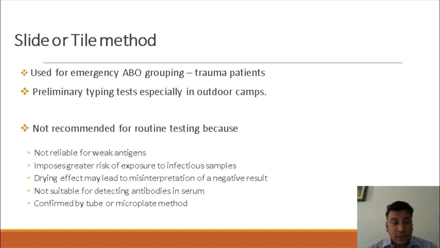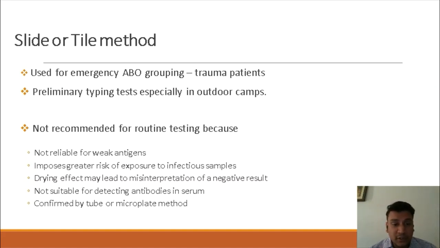The first method is slide or tile method. It was the most initial method which was used for blood grouping. Nowadays, the only use of this method is for emergency ABO grouping like trauma patients, in which we cannot receive a sample of the patient in the blood center. Then we can go to the bedside of the patient, collect a sample from the fingertip and do the blood grouping at the patient's bedside. It is also being used to find the preliminary blood group of an individual in outdoor camps.